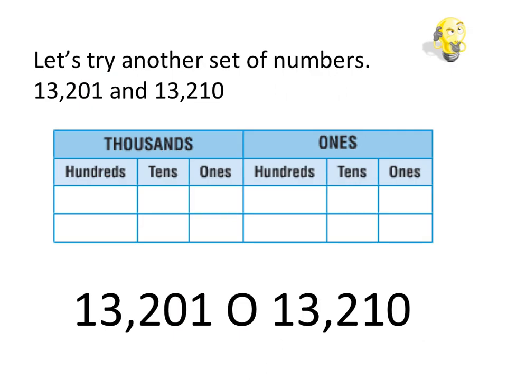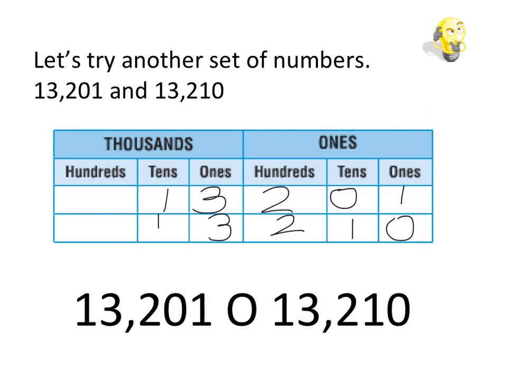Let's try another set of numbers. Now I have 13,201 and 13,210. They look pretty similar, so I'm going to use that chart again. In these numbers, I don't have any hundred thousands. I have 1 ten thousand, 3 thousands, 2 hundreds, 0 tens, and 1 one. In the next number, I have 1 ten thousand, 3 thousands, 2 hundreds, 1 ten, and 0 ones.